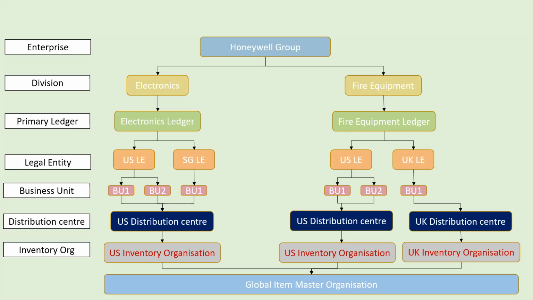So if you see here, we have Honeywell as a whole, I mean the enterprise, and then we have multiple divisions. This is line of business. We have the electronic business and we have the fire equipment or sensor manufacturing business. In this case, again, we have taken two cases where we have operations in multiple countries. For the electronic case, we have operations in US and Singapore. And for the fire equipment, we have operations in US and UK. This way, we are trying to segregate using the division, and also based on the legislative data group.